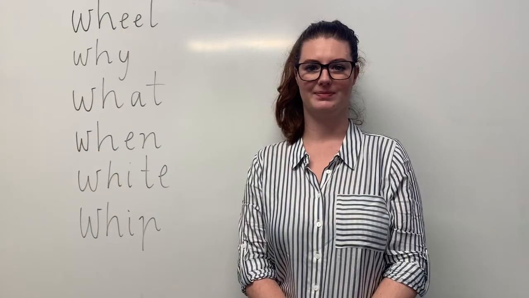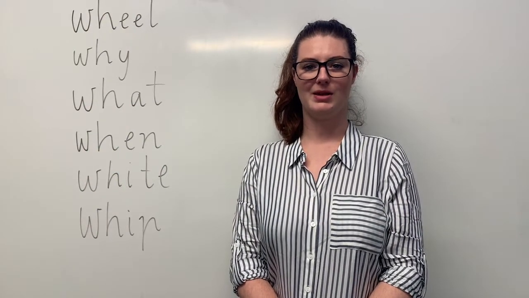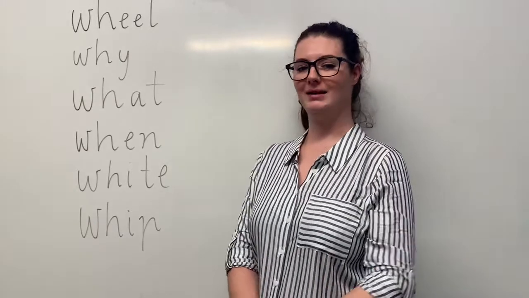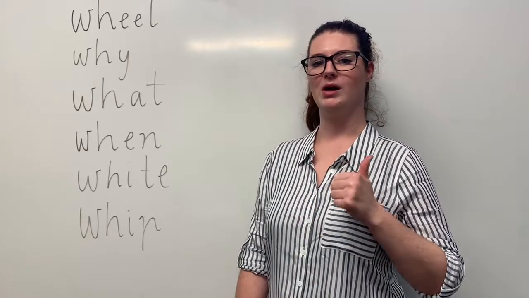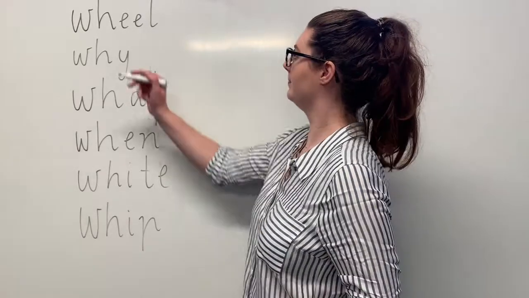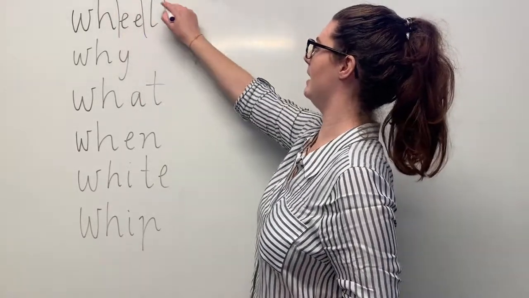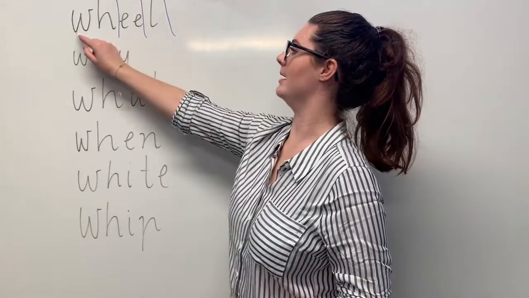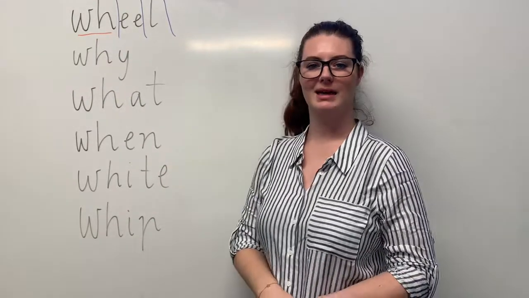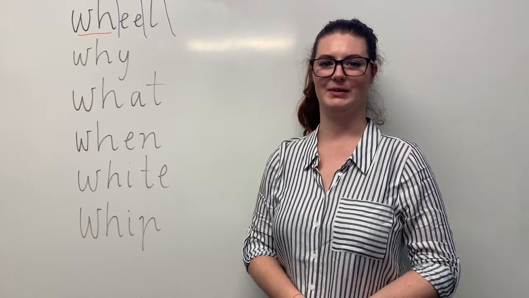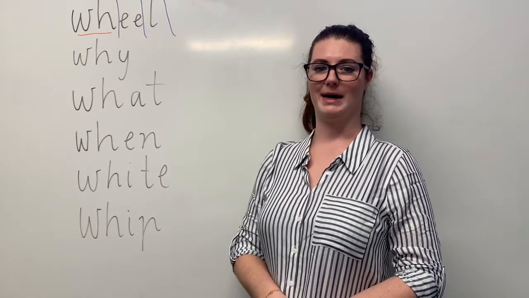Say wheel. A wheel helps a car turn. The sounds in wheel are, together, W, E, OO. The letters in wheel are WH, EE, L. The part that we need to remember is the WH digraph making the W sound. Can you teach it to me? Wheel. W-H-E-E-L. Our next word is why.